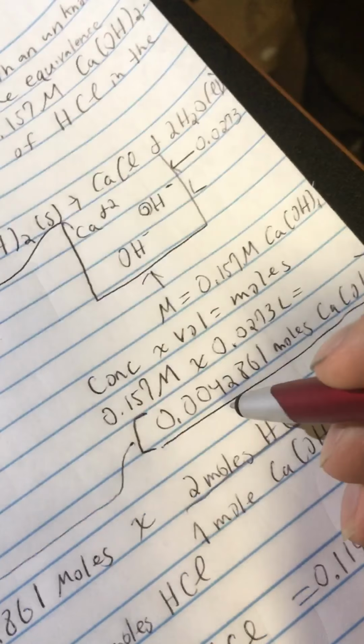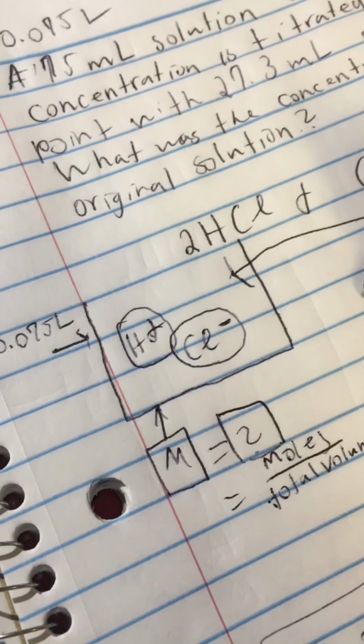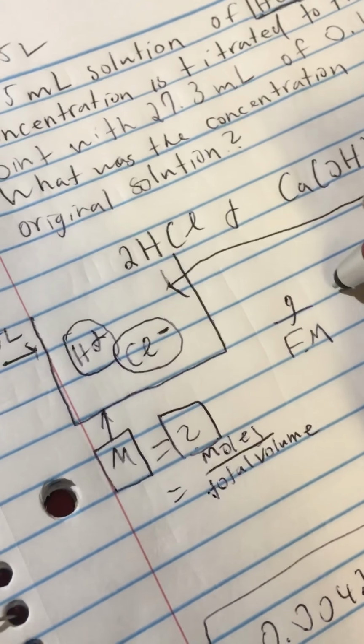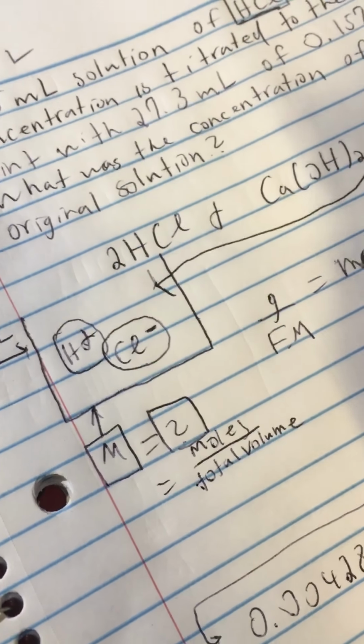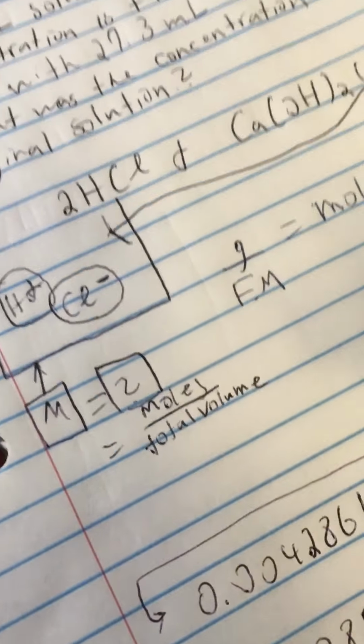Unlike our granular problems where we have to use formula mass, our moles have already been found, because as you know, the grams divided by the formula mass is the moles of that compound or ion. So now that we have that, we can move on.